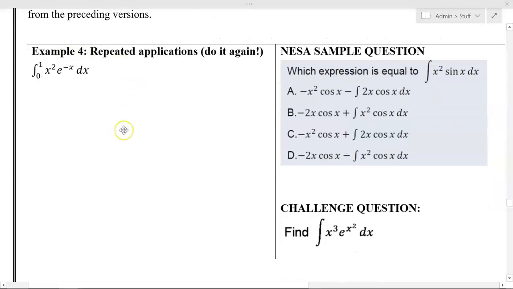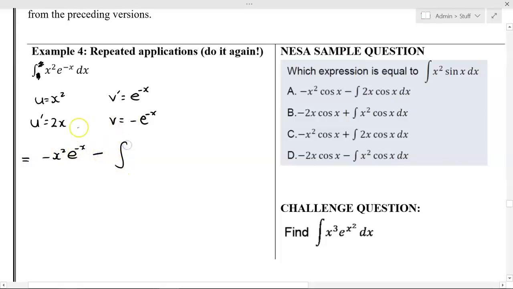This one's just going to require repeated applications. So let's start. We're going to go u equals x squared, v dash equals e to the minus x, because we usually let v dash equal the integral. Differentiate, integrate. Apply the process, so it's uv minus the integral of u dash v.